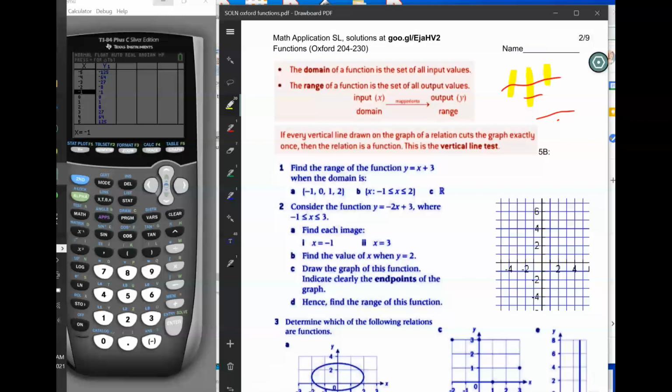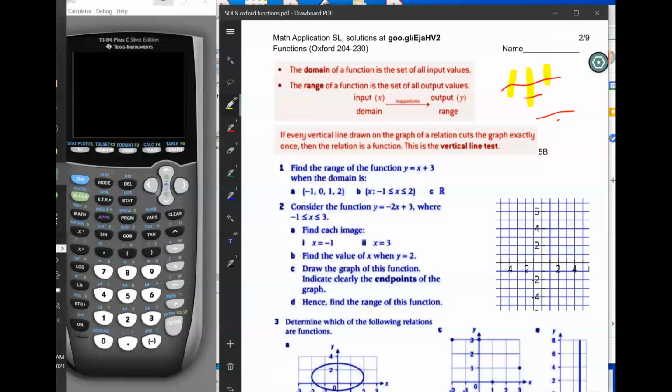And in this case, do you see that sometimes when I do a vertical line, I'm hitting it in two places? So that means it's not a function in both of these cases, right? Okay, let's look at number 1. That's called the vertical line test, by the way.